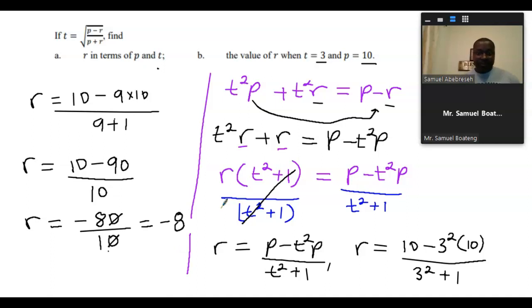So looking at the question that we have solved, the last one, you'll be given some values and then you substitute. So take note of the types of questions that we have solved so far. Don't end it here. Make sure you get other questions and then solve them.